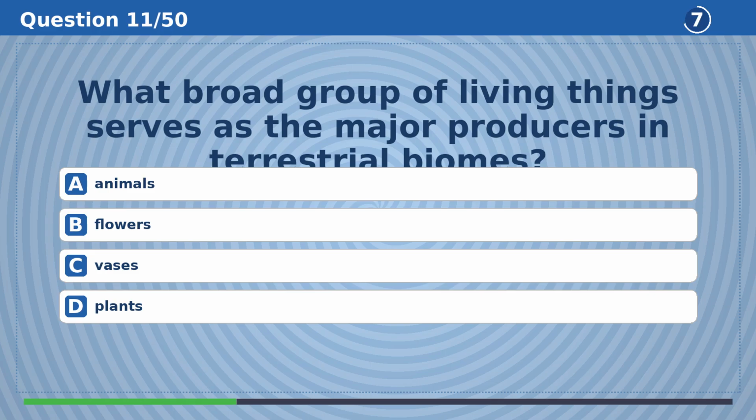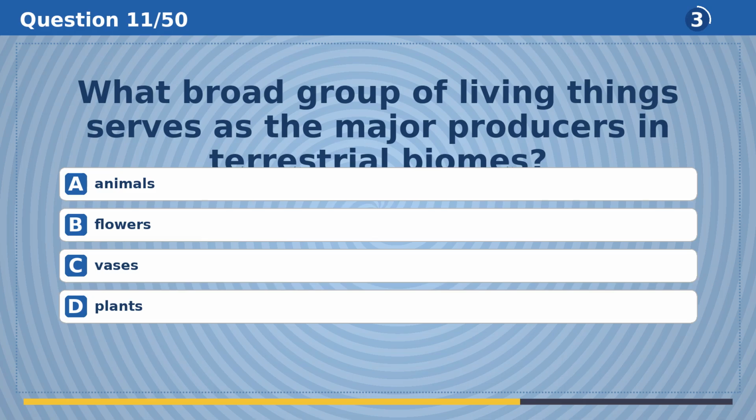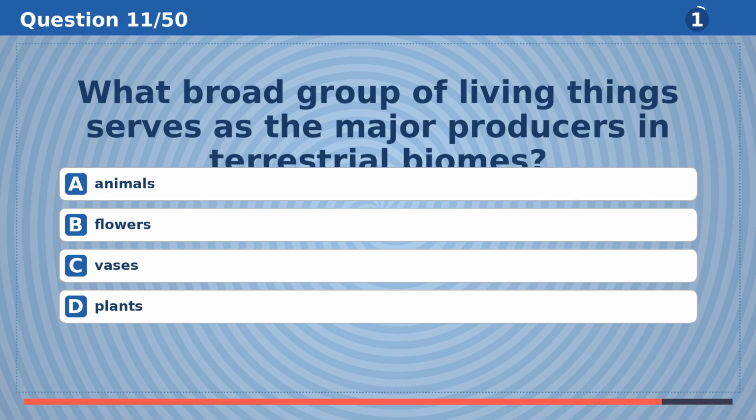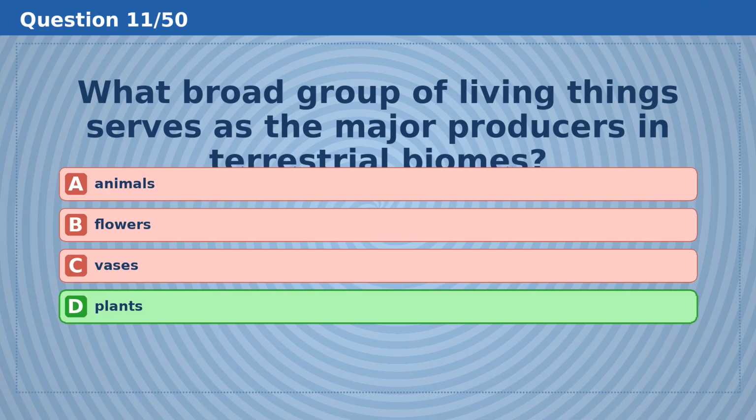What broad group of living things serves as the major producers in terrestrial biomes? The answer is D, plants.